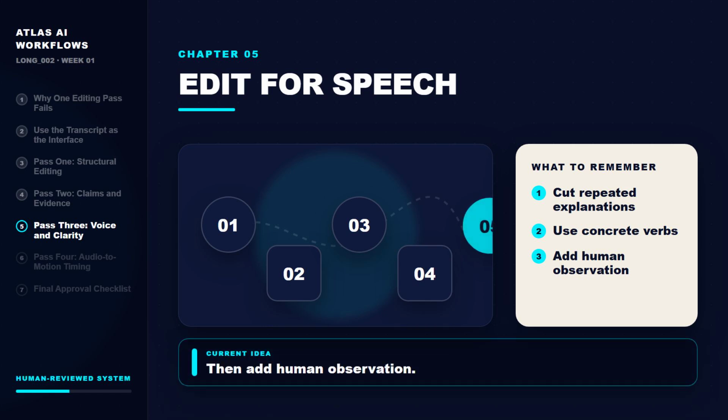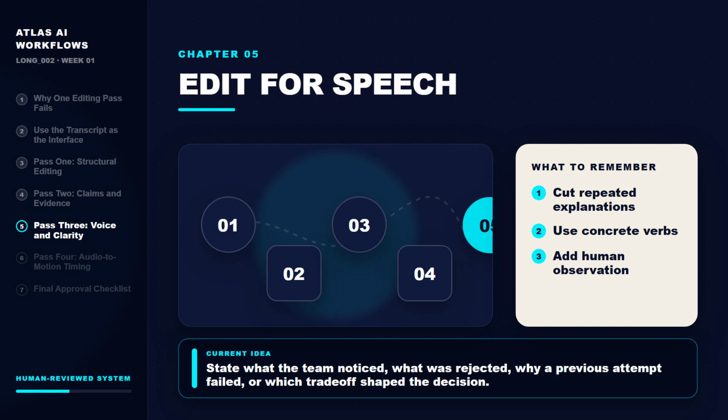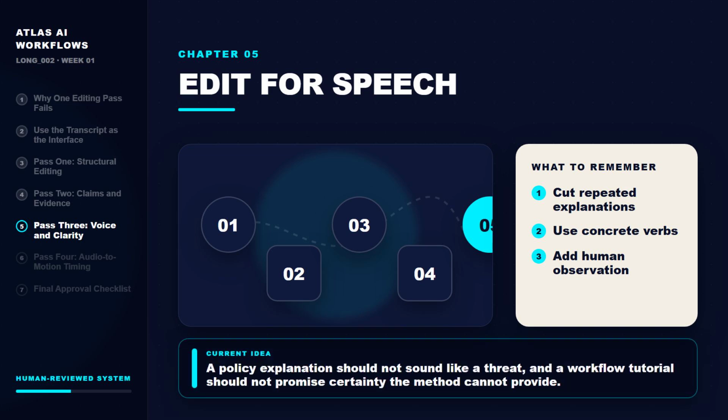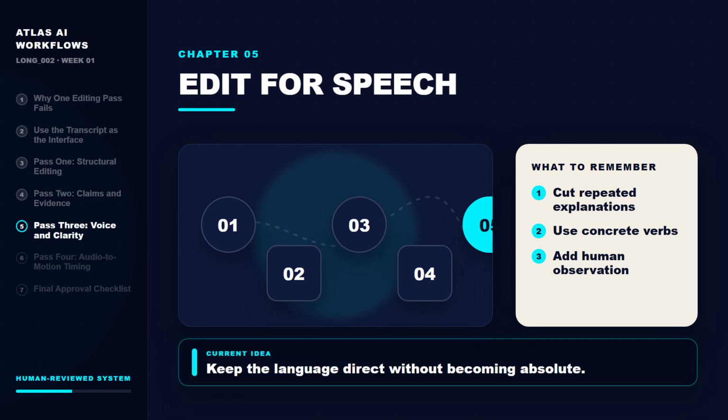Then add human observation. State what the team noticed, what was rejected, why a previous attempt failed, or which trade-off shaped the decision. Those details create voice because they reveal judgment. Check the emotional temperature. A policy explanation should not sound like a threat, and a workflow tutorial should not promise certainty the method cannot provide. Keep the language direct without becoming absolute.